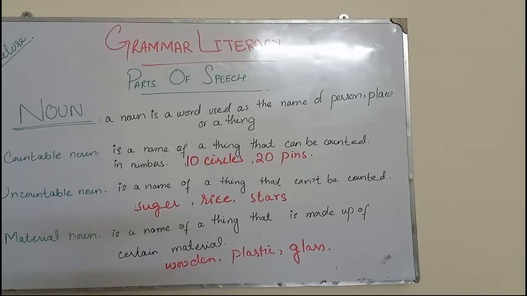The next one is the material noun. It is not a very specific type. In many books you cannot see material nouns, but in some books it is given. So a material noun is basically a noun that is made up of a certain material, such as wooden, plastic, glass. I have a marker that is made up of plastic, and that board, you can see, is made up of wood and steel. And I have a glass that is made of glass, or I have a chair that is made of wood. These are called material nouns because they are specifically made up of certain materials.